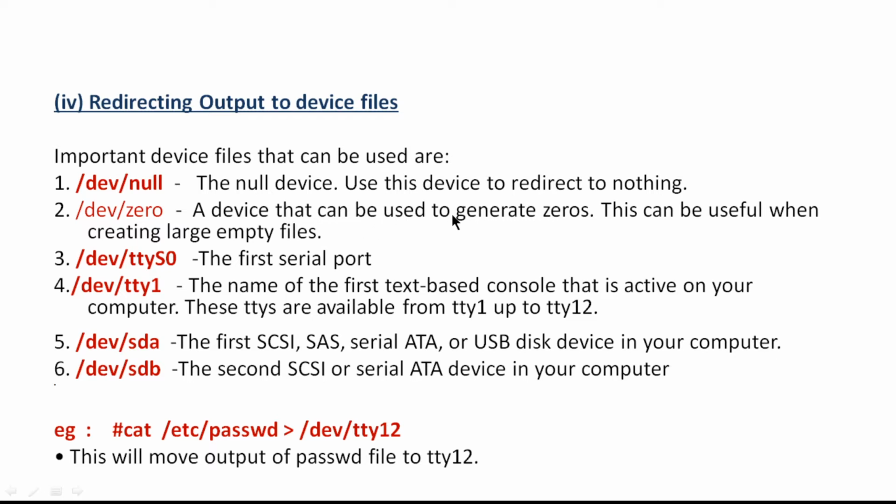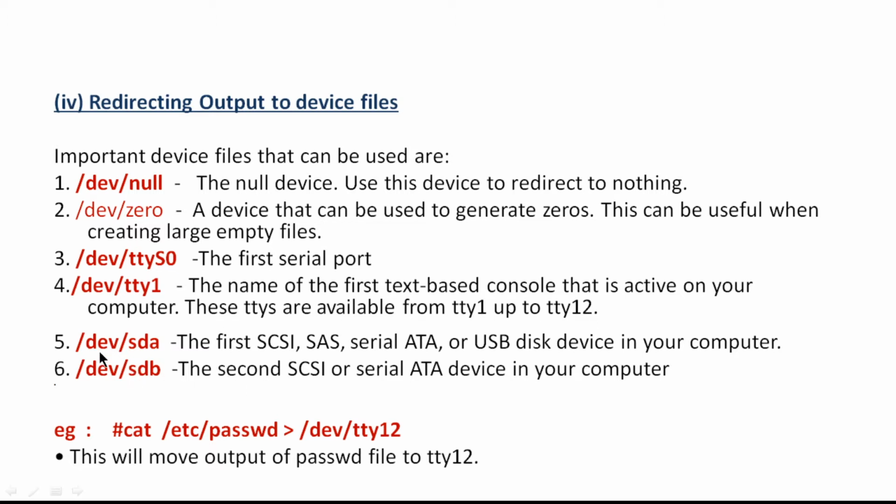Now if I want to generate zeros, or when you want to create a large empty file, then I'll be using /dev/zero. And if I want to address the first serial port, then I'll use /dev/ttyS0. I can also define the consoles, the text-based consoles or terminals, by using /dev/tty. So in Linux there are some 12 terminals. They are addressed as tty1 up to tty12.